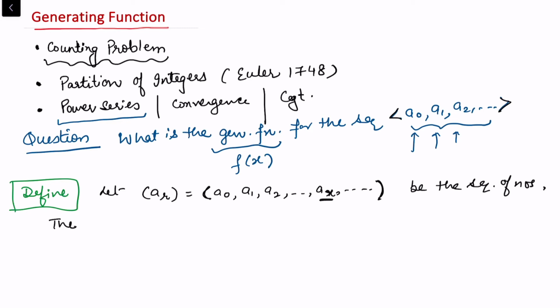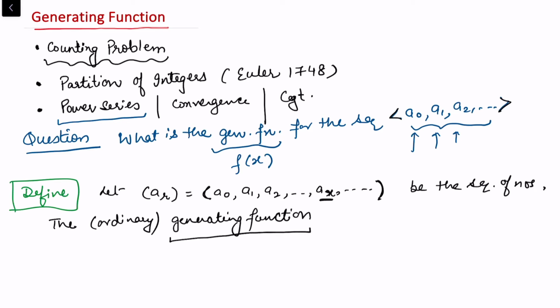Then the ordinary generating function. Why am I specifically saying ordinary generating function? Because there is also another type of generating function, which we call the exponential generating function. So here, when I say generating function, I mean the ordinary generating function and not the exponential one. The generating function for the sequence a_r is defined to be the power series.